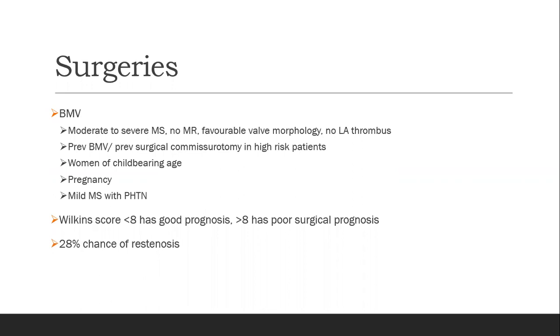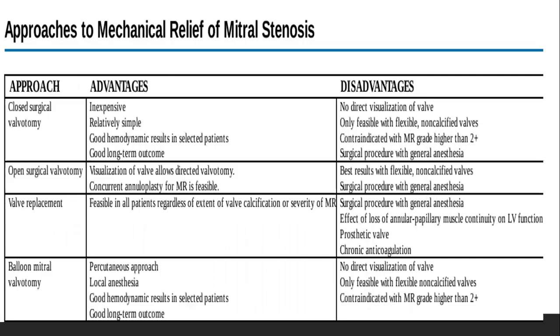Women of childbearing age, we can prefer it. Previous surgical commissurotomy which has failed, we can do balloon mitral valvotomy. So I told you about the Wilkins score, the 4 components, right? The leaflet calcification, thickening, fibrosis, and subvalvular shortening. If all these are present, balloon mitral valvotomy will be difficult. That's why I told you we should not select that. So balloon mitral valvotomy is the most preferred one, but there are specific indications.